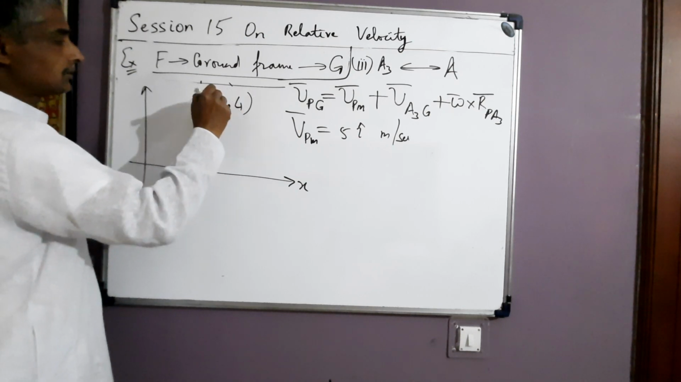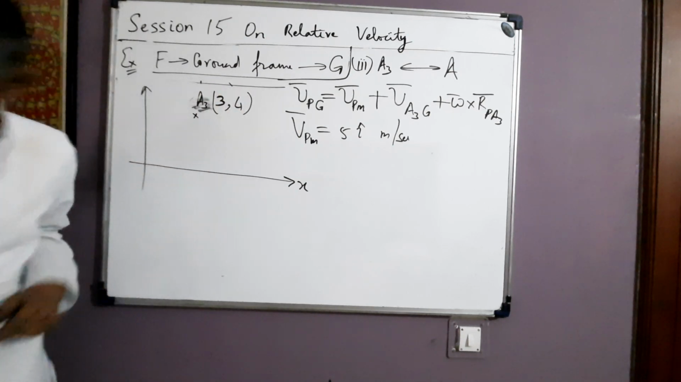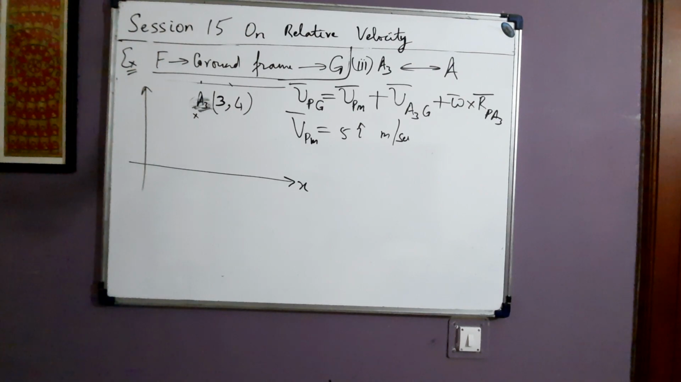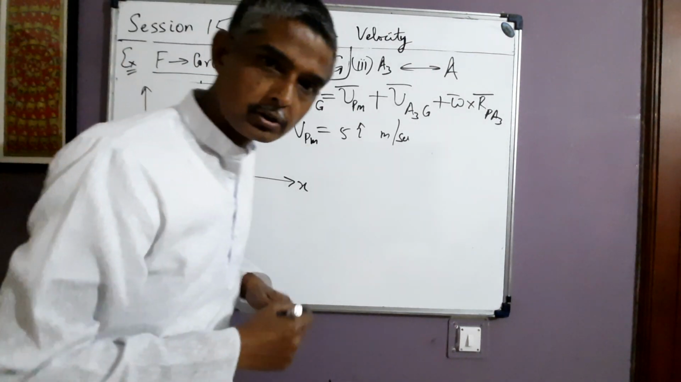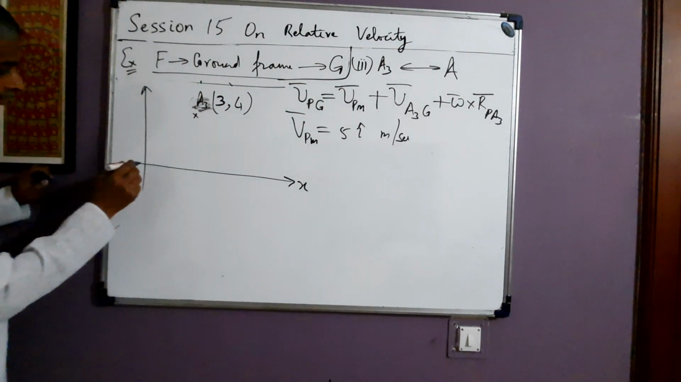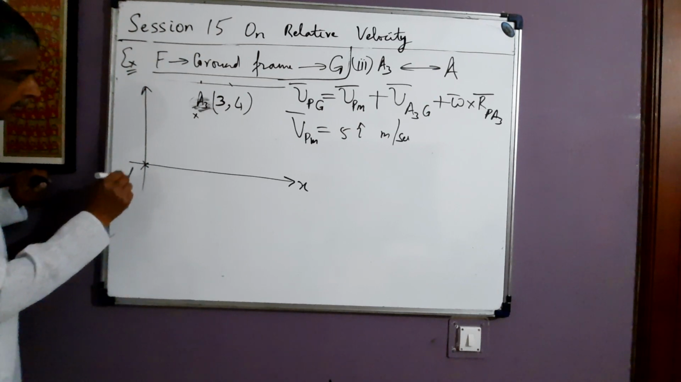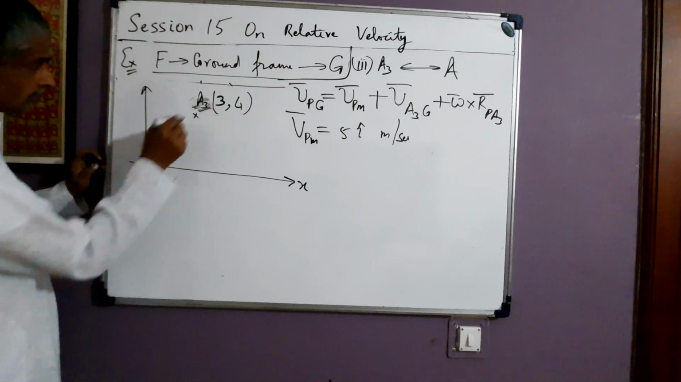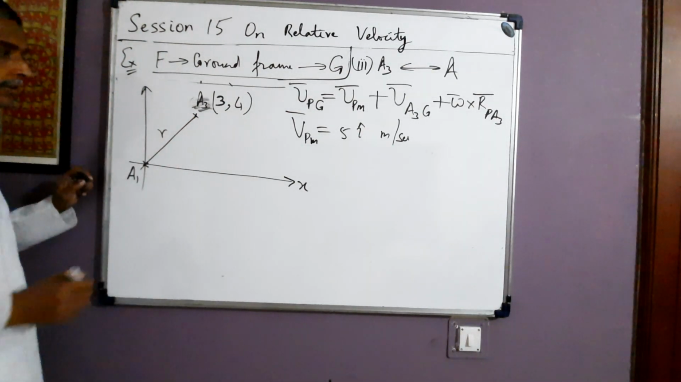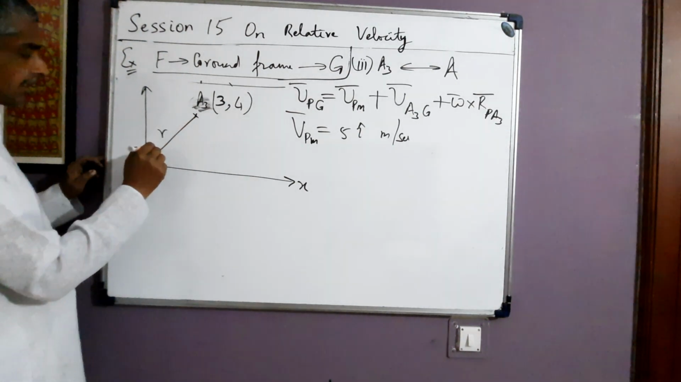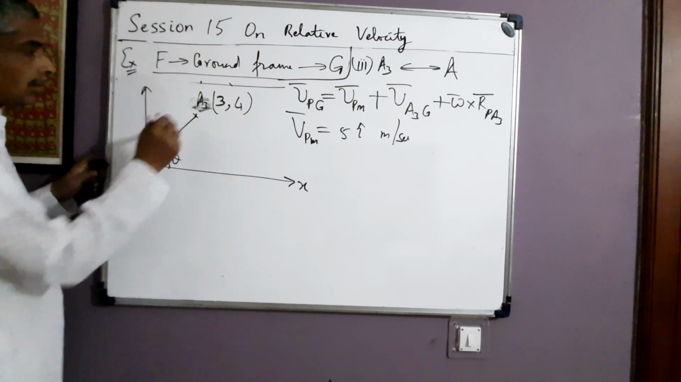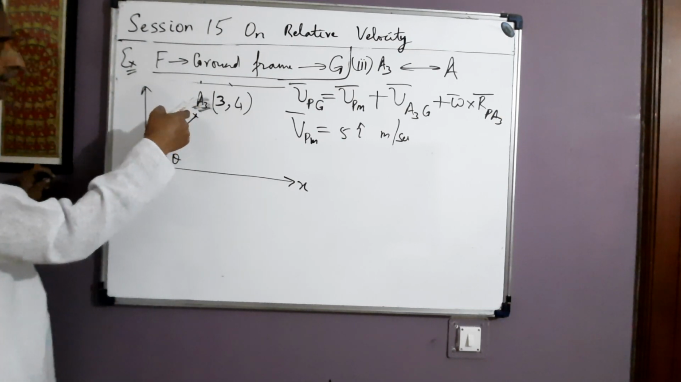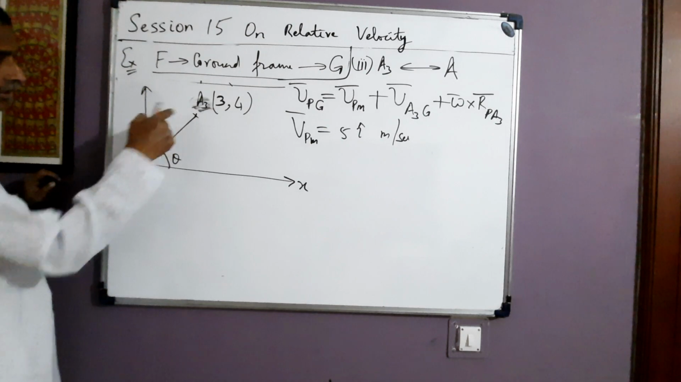Its coordinates are (3, 4). These are the coordinates of point A3 of the rod. This is the point O, which is also the left end A1 of the rod, which is fixed in ground. This is the distance R, and this is the angle, say theta. As mentioned just now, A3 will move in a circle whose center is at A1, radius R.